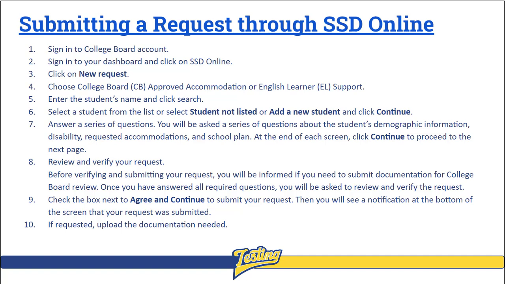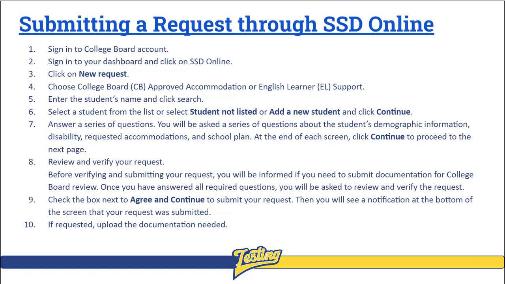You will select from the list or select that the student is not listed and add the new student, then click Continue. Then there will be a series of questions that you will need to answer. This includes information about the student's demographic information, disability, requested accommodations, and the school plan. At the end of each screen, click Continue to proceed to the next page.